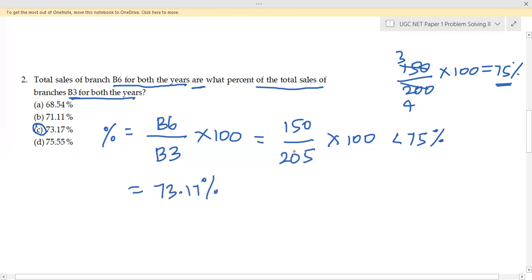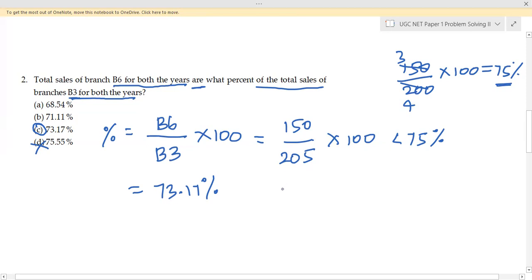So let me repeat the logic. It's very easy for us to say because all these percentage calculations are just a game of numbers and fractions. If you are very sure with the nature of numbers and fractions, we can easily say: 150 by 200 is exactly 75%, but for 150 by 205, we have our denominator increased slightly. So my answer has to be slightly less than 75. Our answer can't be option D, because option D is more than 75%, see here, 75.55. So option C, which is slightly less than 75, which is 73.17, has to be our answer. And that's the reason I'm confirming that as my answer.